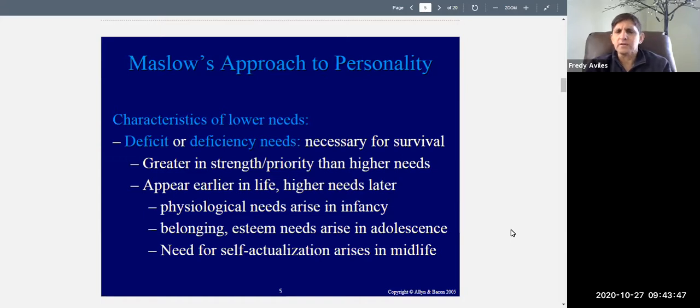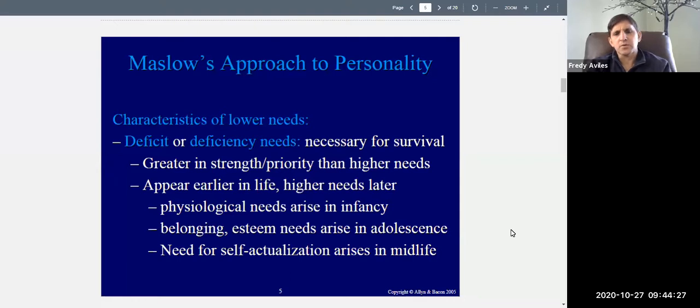So these lower needs are greater in strength, greater in priority than the higher needs. Like I said, they have to be satisfied first. And they appear earlier in life. The higher needs appear later, right? The need to eat and drink and breathe and get oxygen, all that stuff, it's present from the moment you're born. And even the need for safety. As an infant, when you're left alone, you cry, you don't like it, right? The need for safety is there. The higher needs come later. Your esteem needs, wanting to achieve something, self-actualization, that will come later. Okay.